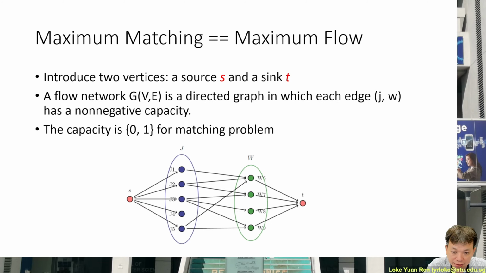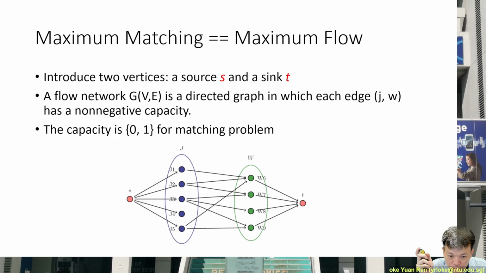You can think that all the weights are 1, but here I don't need to write them because it is either 1 or 0. If it is 0, there is no edge there. So here you can see J1 is connected to W6, and J2 is connected to W6 and W7.